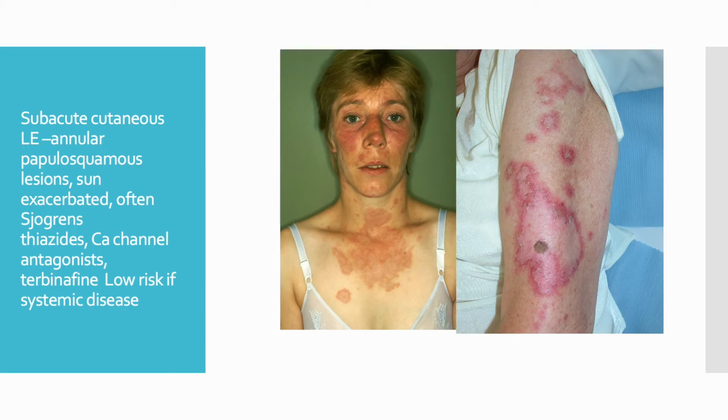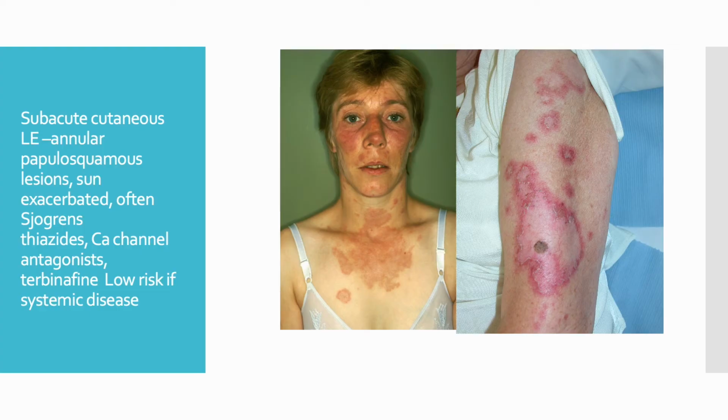Now, here's an example of a relatively common presentation of cutaneous lupus. This is called subacute cutaneous lupus erythematosus. So lesions tend to occur on the light exposed areas, the V area of the chest, the face, light exposed areas on the arms. The lesions are often annular and slightly scaly. They're often made worse by sunshine and more evident during the summer months, may even regress during the winter. Often associated with Sjögren's syndrome.